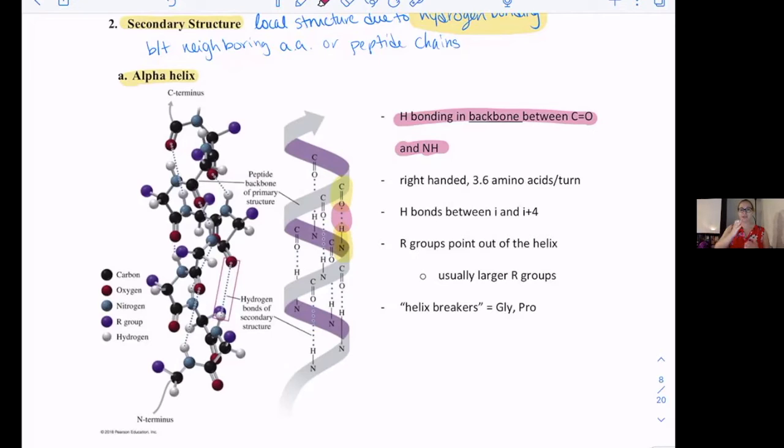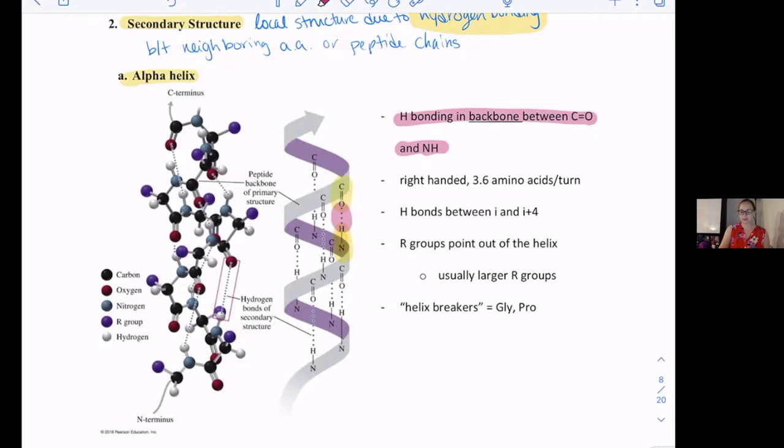So if I is representing amino acid number 1, then you have a bond between amino acid number 1 and amino acid number 5, because that's 4 greater than that. Or if you have amino acid number 5, that is going to hydrogen bond with amino acid number 9 in the alpha helix.